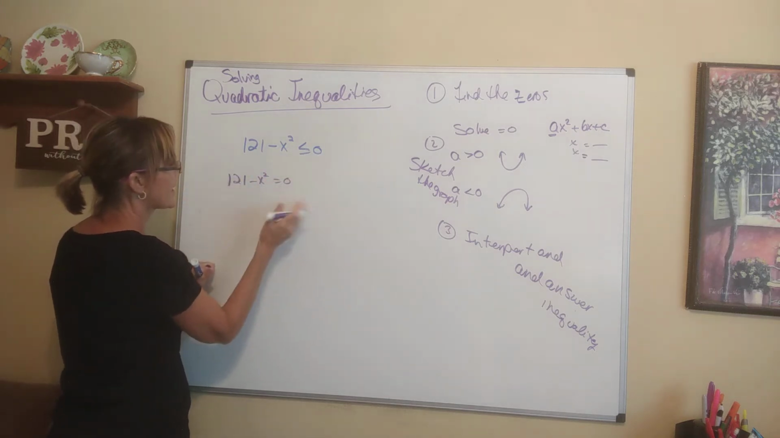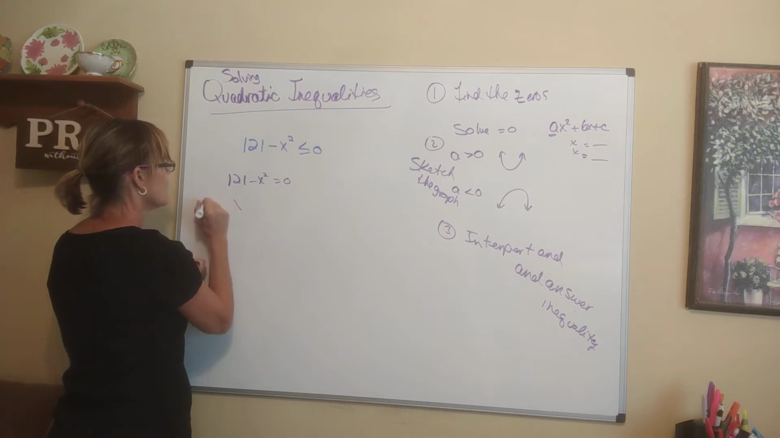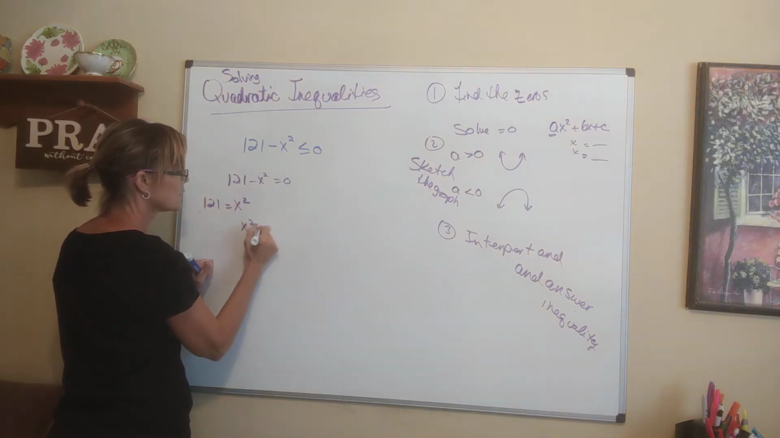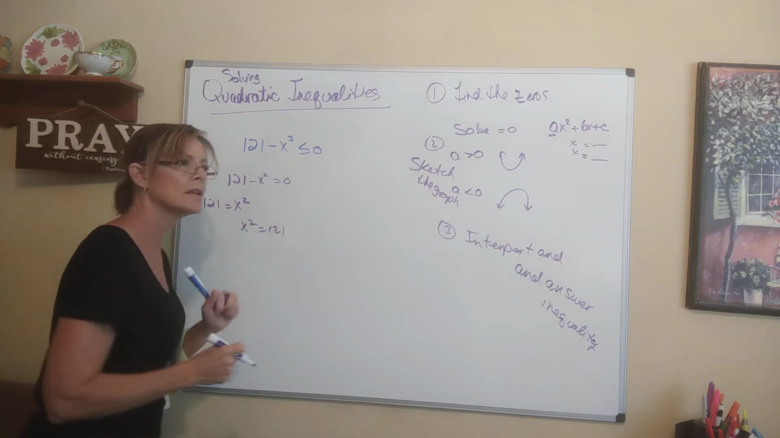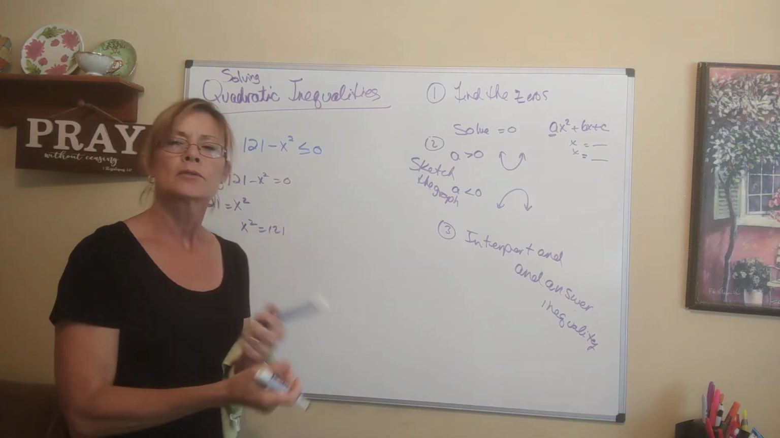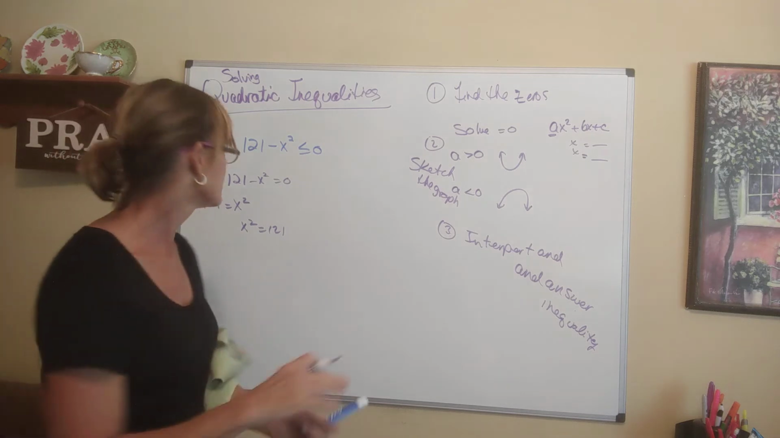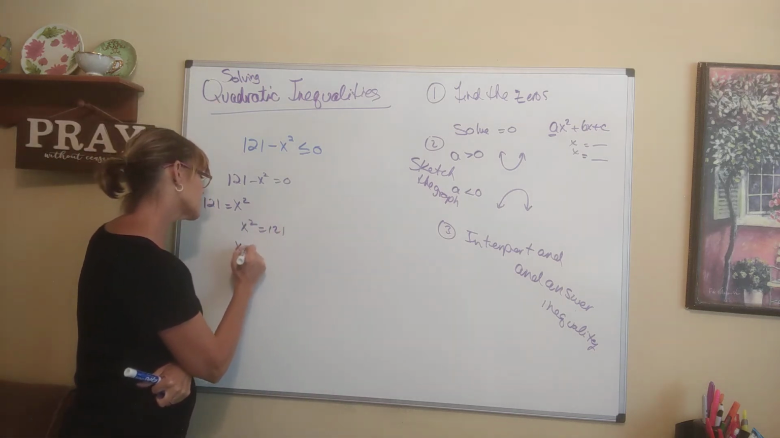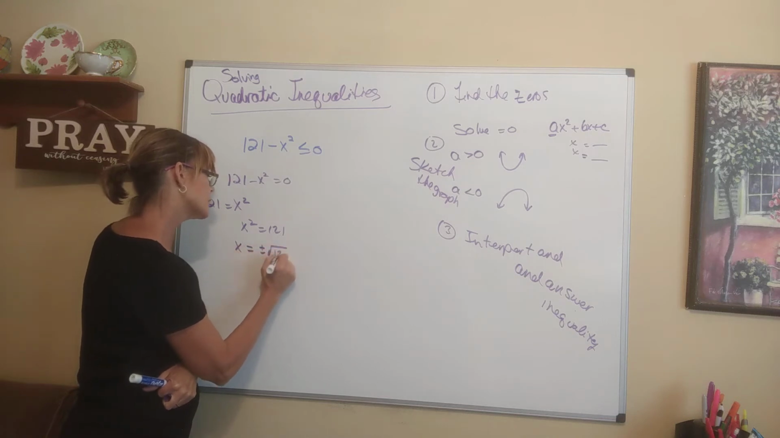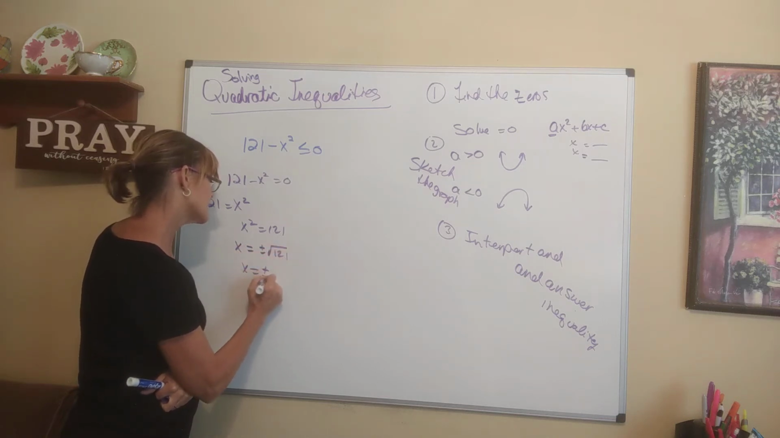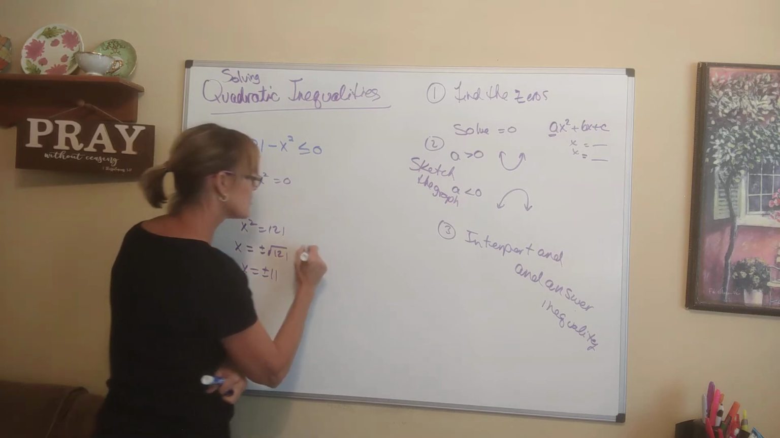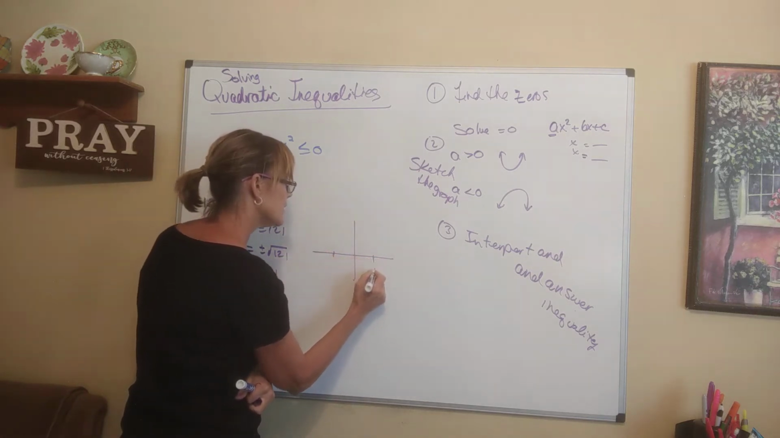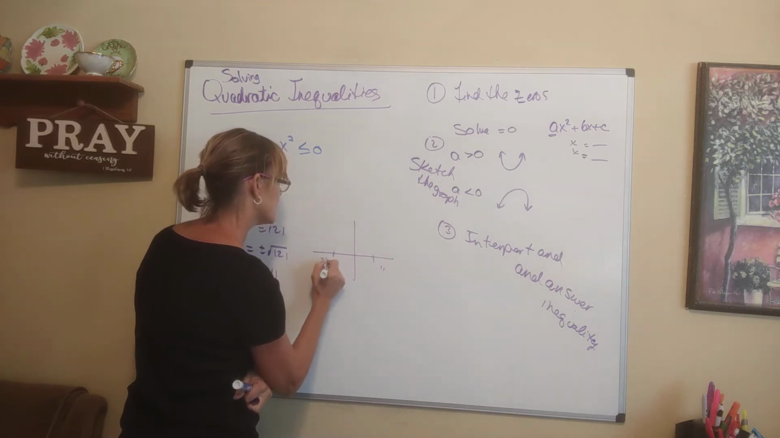So I'm going to add x squared, so I'll get 121 is equal to x squared. And if I want to think of it as x squared is 121, that's fine. I'm going to take the square root of both sides. That's why I decided to do that. Square root of x squared is just x, is equal to plus or minus the square root of 121. X is plus or minus 11. So here are my two answers. X is 11, x is negative 11. So this is 11, this is negative 11.